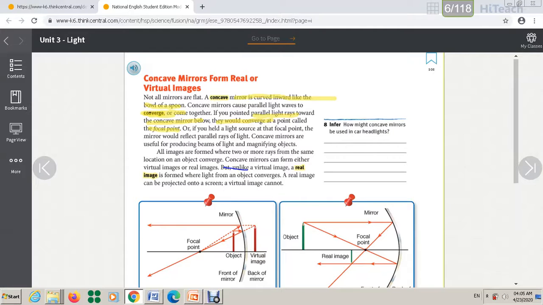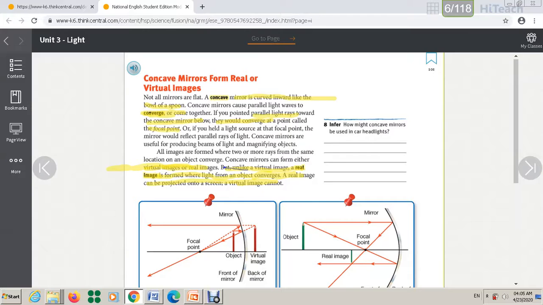Concave mirrors have the ability to form both a virtual image and a real image. Okay, and you have to know that a real image is formed where light from an object converges, when the rays come together. A real image can be projected onto a screen; a virtual image cannot. This one is important.